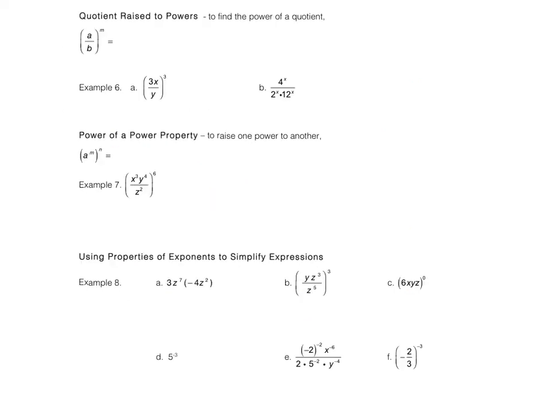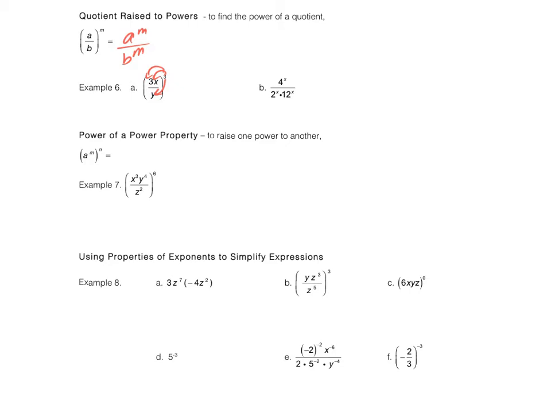The next property is the power of a quotient. So if we have a fraction that is now having a power applied to it, we are going to do the same thing and we're going to distribute. So a over b to the m is a to the m over b to the m. In example 6a, you want to make sure that you distribute that to all parts of what's inside the parentheses.